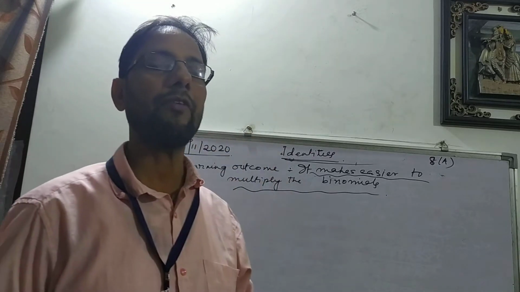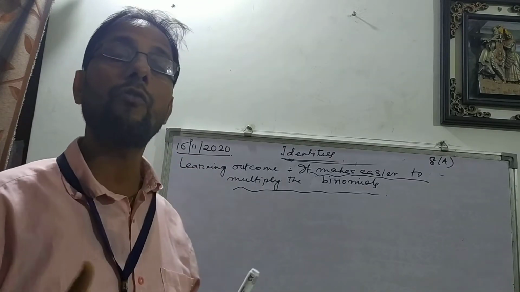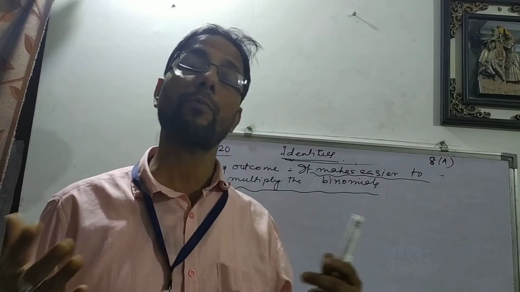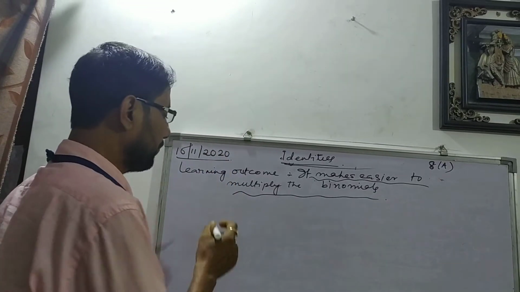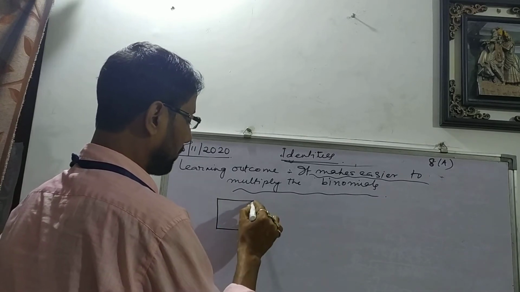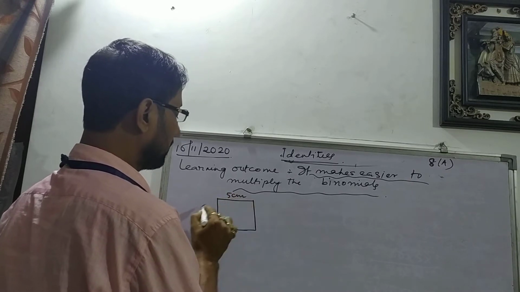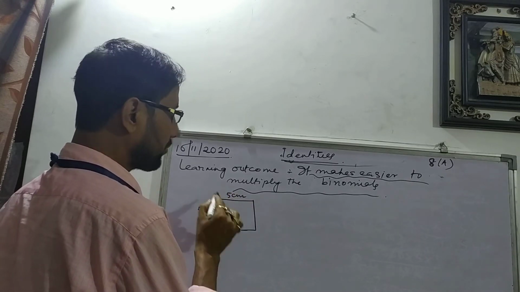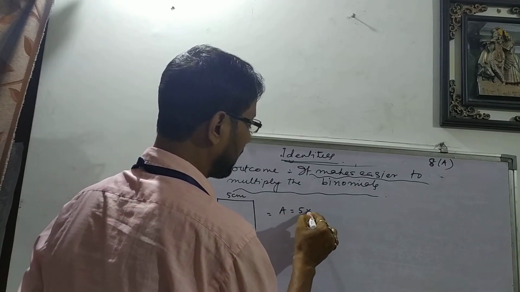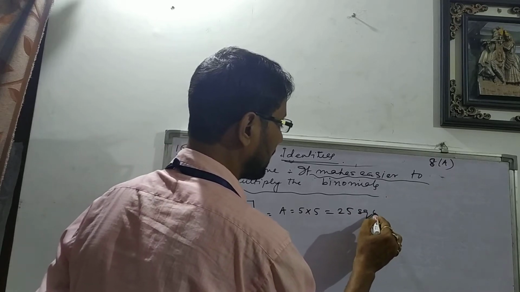Now, an example I am giving you, students. We already know how to find the area of a square and the area of a rectangle, which you learned in class 5. Suppose this is a square, the side is 5 centimeter, and this is also 5 centimeter. If I ask you to find the area, what will I do? Area is equal to 5 multiplied by 5, which is 25 square centimeter.